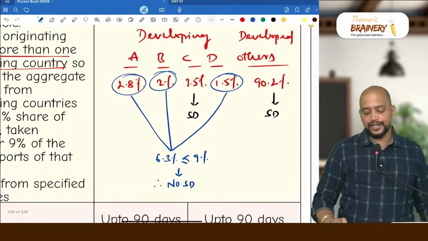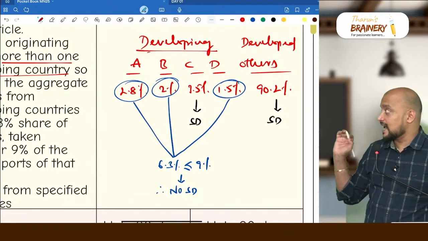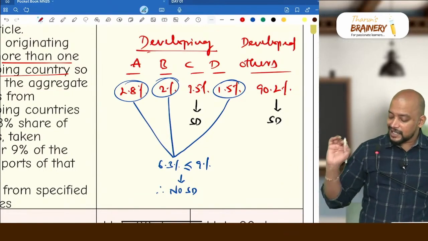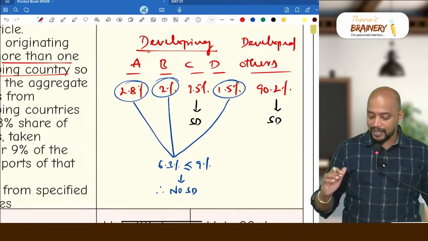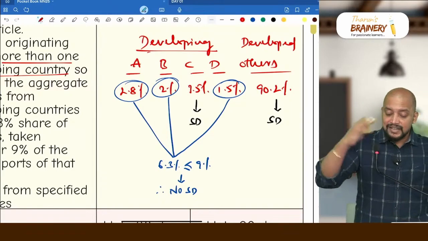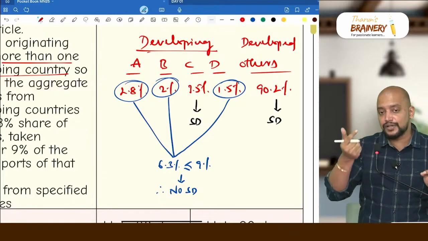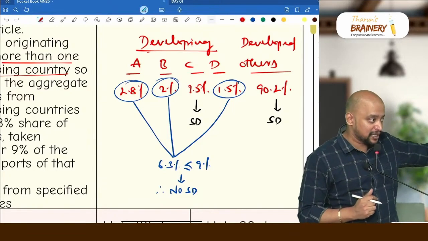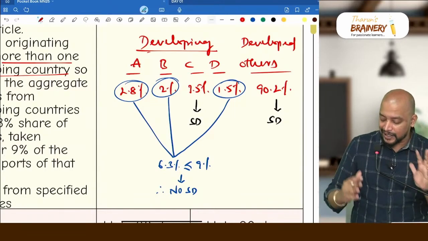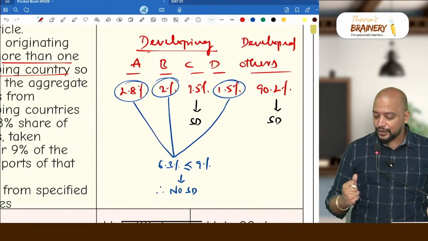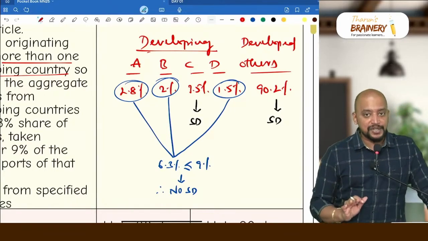No safeguard duty. So we are importing from 4 developing countries A, B, C, D, and developed countries others. On the developed country's 90.2%, safeguard duty will always be applicable, whereas among the developing countries, any country with more than 3% or equal to 3%, definitely safeguard duty is applicable. You just group those which are less than 3% taken together, and it does not exceed 9%, so safeguard duty will not be applicable in this case.